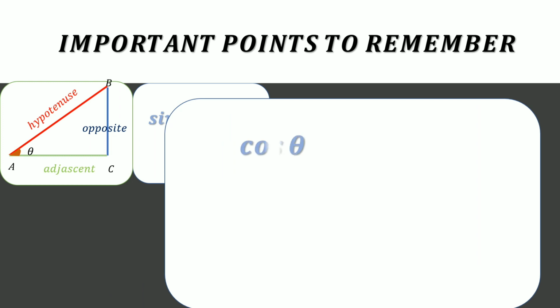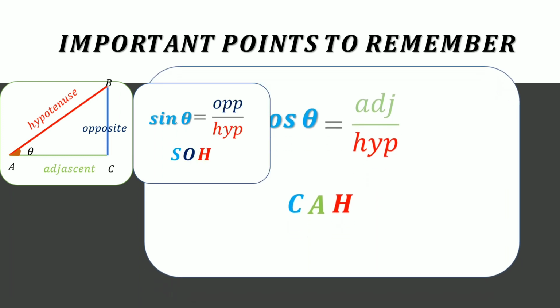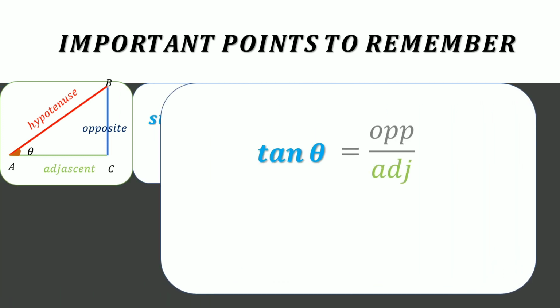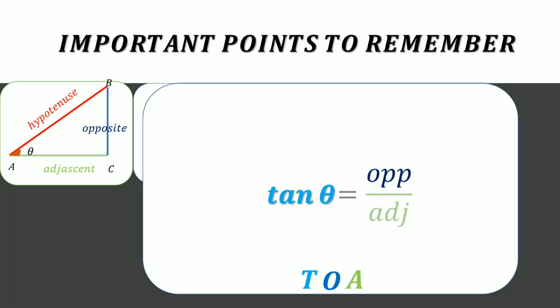Then comes cos theta. Cos theta is equal to adjacent by hypotenuse. We can remember it by the mnemonic CAH. Then comes tan theta, opposite by adjacent, TOA. O for opposite side, A for adjacent side.